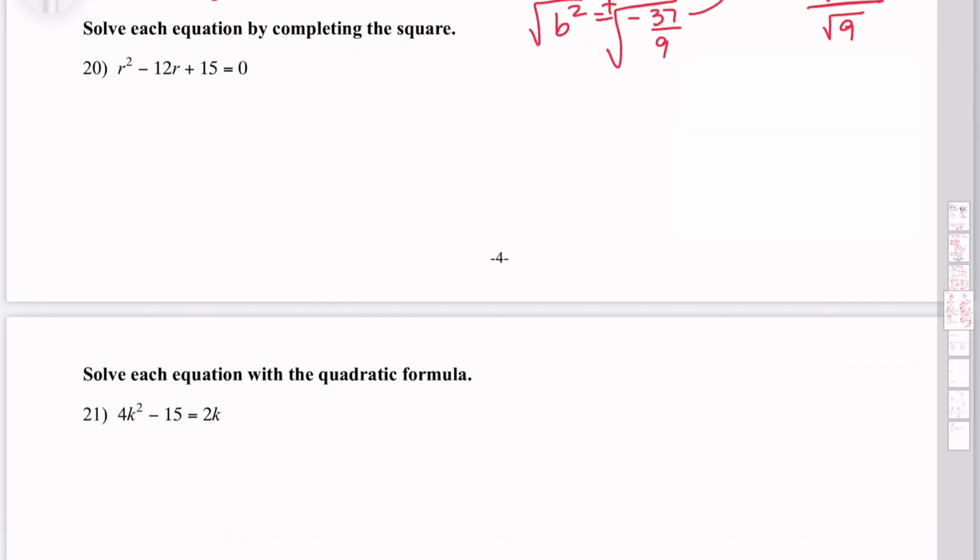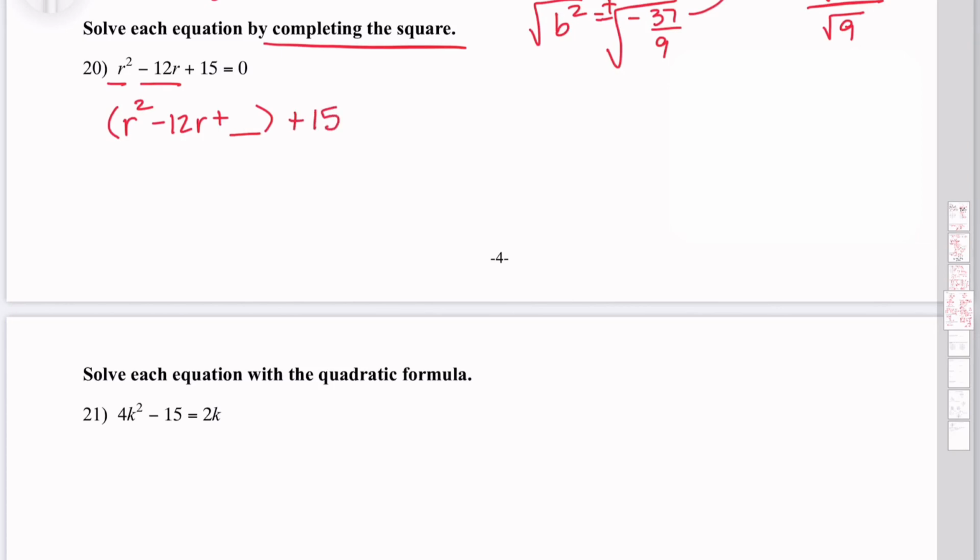Question 20. Solve the equation by completing the square. When you complete the square, you are adding a new term into your equation, and this is how you do it. You're going to copy the first term, r squared, and the second term as is. We are going to be adding this new term, and I will show you how in a second. We're going to copy the rest of the equation down.